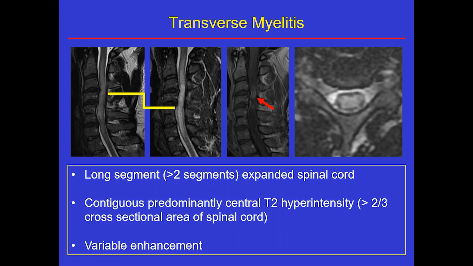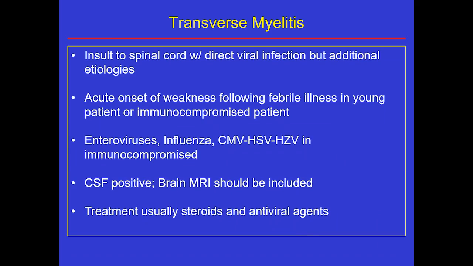And so this is a good example of transverse myelitis. Transverse myelitis is an insult to the spinal cord, either through direct viral infection or through additional etiologies such as post-vaccination, paraneoplastic syndromes, or in some cases an idiopathic etiology. These patients tend to present with an acute onset of weakness following a febrile illness. The patients tend to be younger or immunocompromised, and they go from having bilateral lower extremity paresthesias progressing to paraplegia with or without bowel bladder dysfunction.